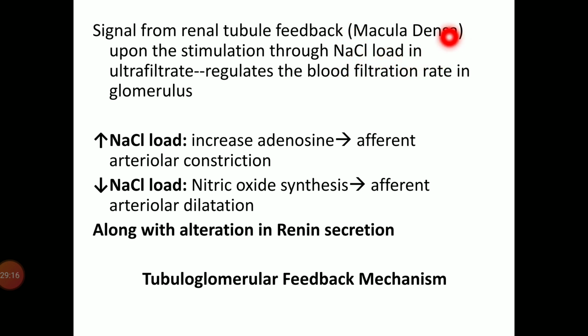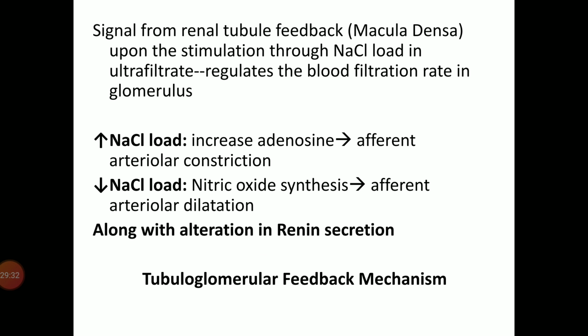Okay, so overall you can see that the sodium chloride, the tubular salt, is going to stimulate the macula densa cell. So this macula densa cell is a part of the tubule. So according to the stimuli coming into the tubule, the tubular portion is giving feedback towards the glomerulus for the maintenance of the glomerular filtration rate.